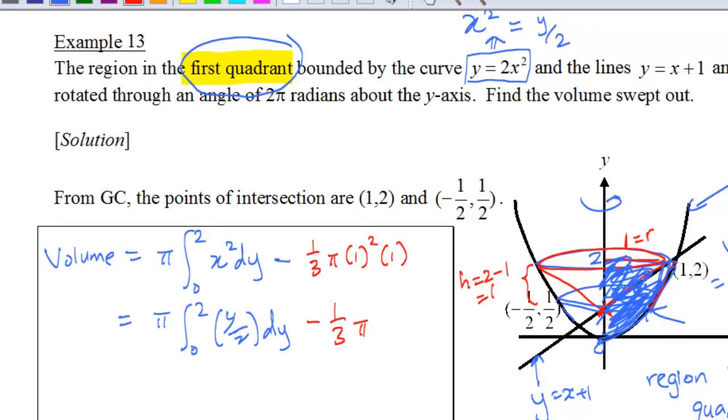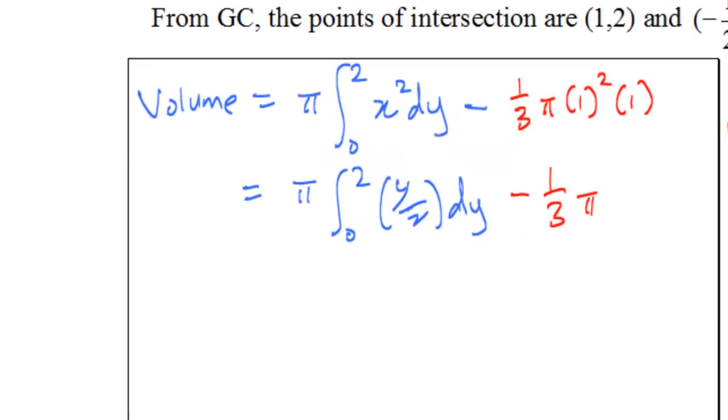When we simplify our working, we will end up with 2 pi over 3 units cubed using GC.